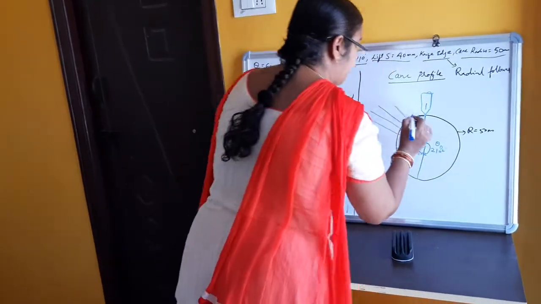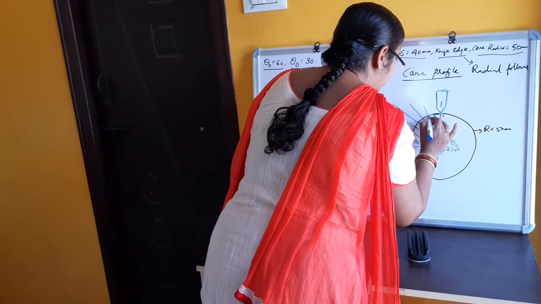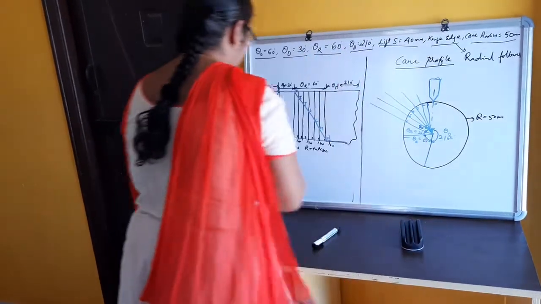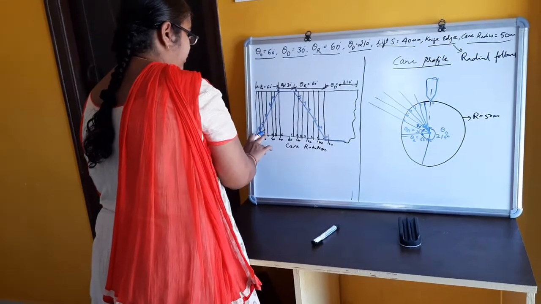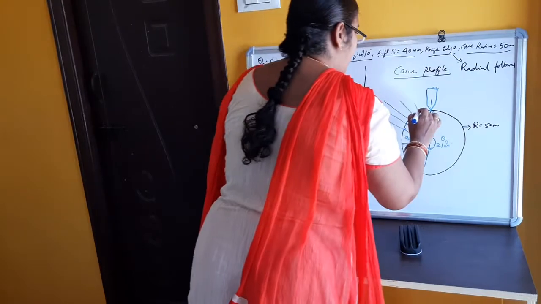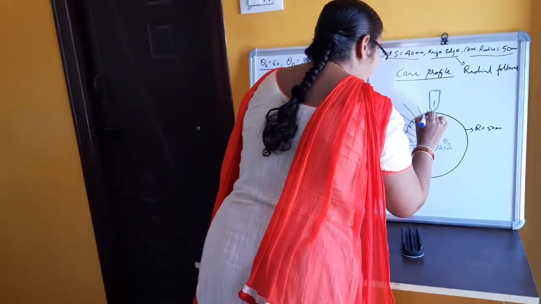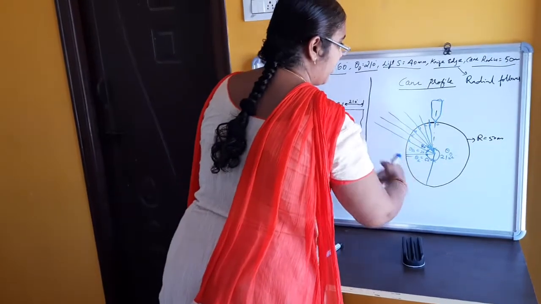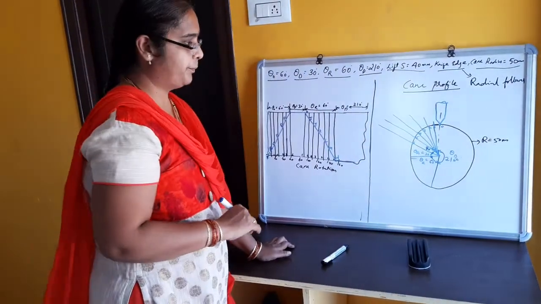Okay. Let me name them as 0, 1, 2, 3, 4, 5, 6. As you numbered them here, 0, 1, 2, 3, 4, 5, 6. Same way I have numbered here, and you are supposed to draw thin projection lines which will emerge out beyond the base circle of the cam.